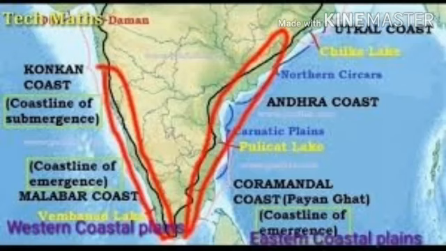Students, can you tell? List down the location of the western coast. Yes, the western coast is a narrow plain sandwiched between the Western Ghats and the Arabian Sea.